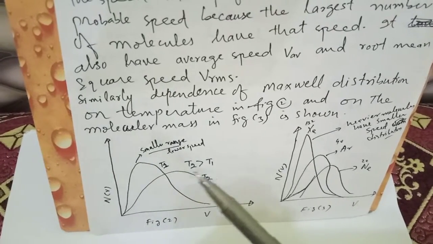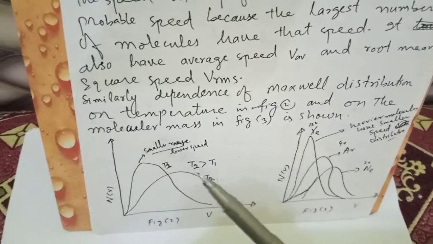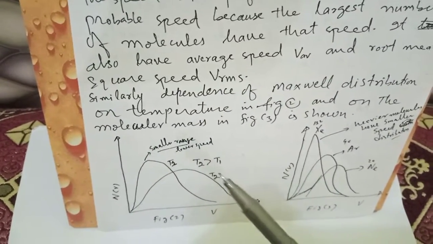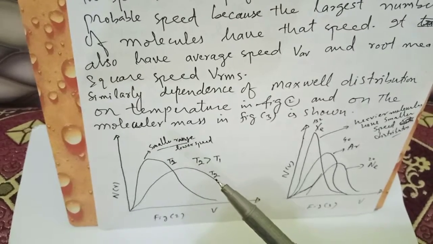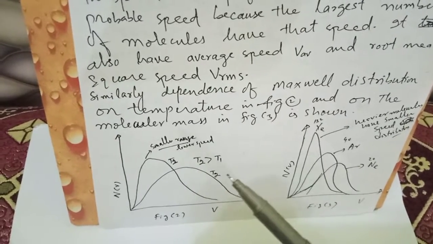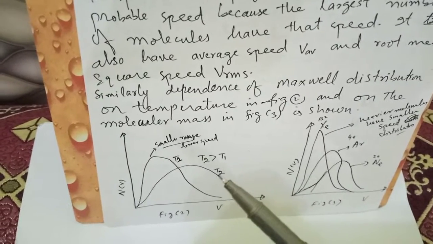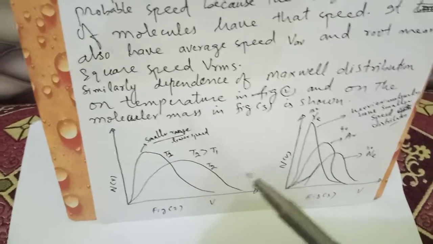This one has a broader curve, so it has a larger range of velocities. Because the temperature is larger, the velocity of the particles will also be larger, because the kinetic energy increases with the increase in temperature, and similarly the speed also increases with the increase in temperature.